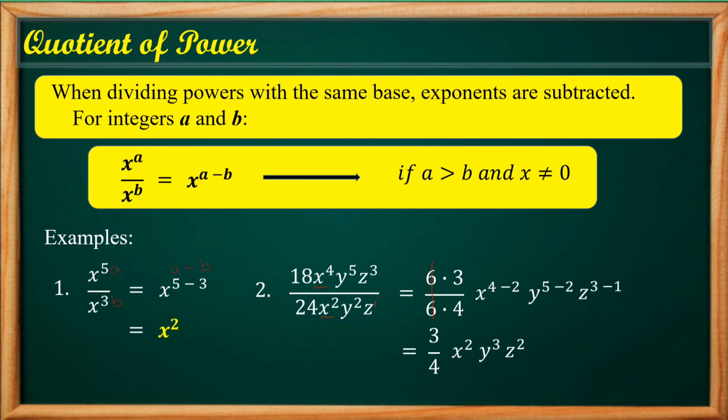Since all of our exponents are positive, all of our literal coefficients are on the numerator. They are all in the numerator because the exponents are positive. Okay? x squared, y cubed, z squared. Therefore, you'll have here 3x squared y cubed z squared all over 4. That is the first condition.